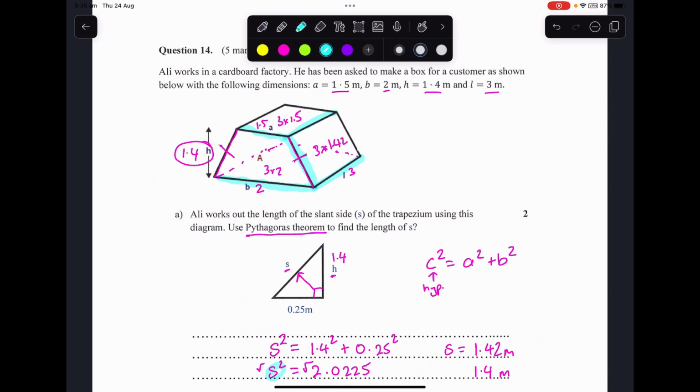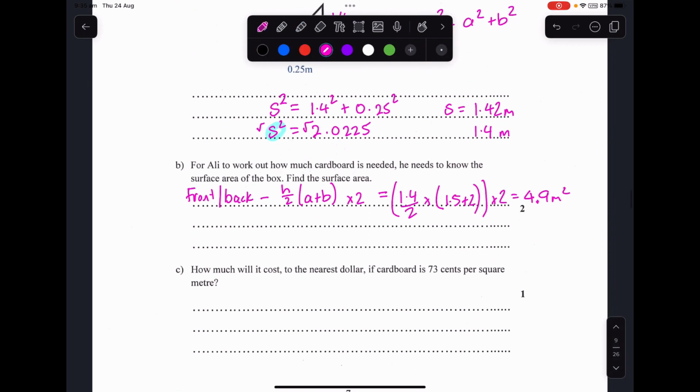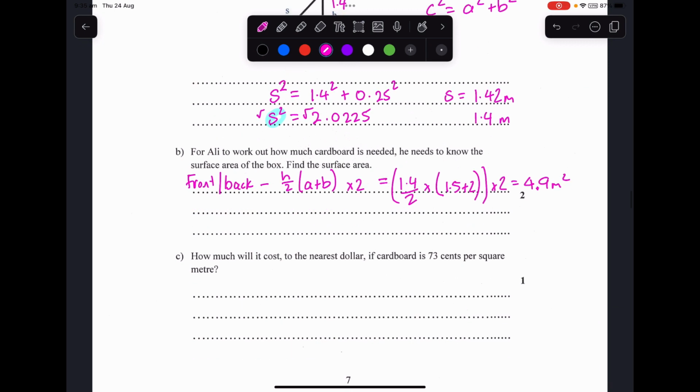And then we have the one on the other side, which is going to be the same as our 3 times 1.42. So we've got our 4 rectangles. So I'm just going to write each of them out. I've got 3 times 1.42, 3 times 1.5, 3 times 1.42, and 3 times 2.